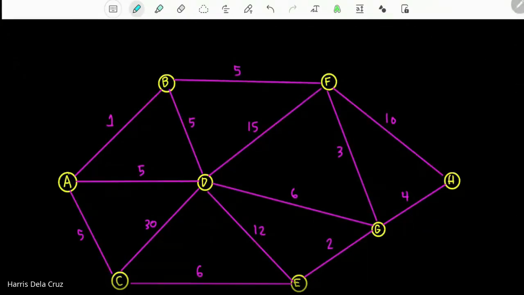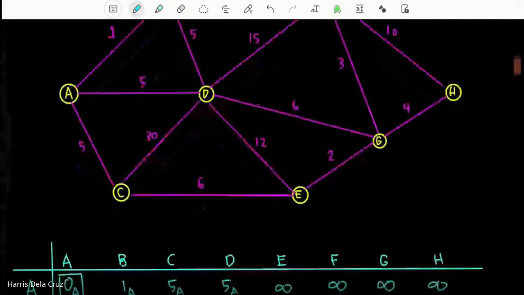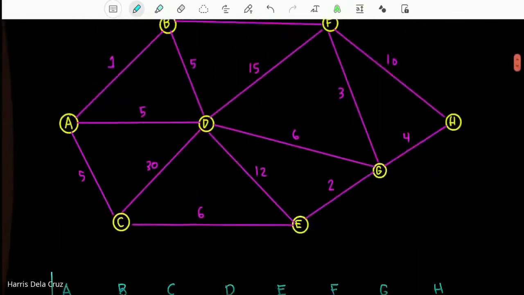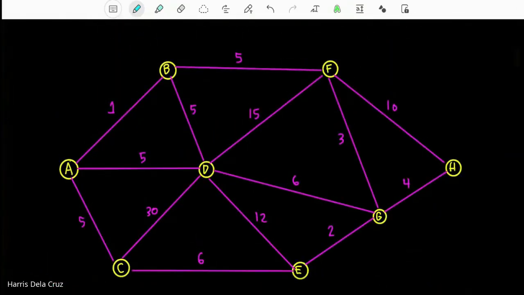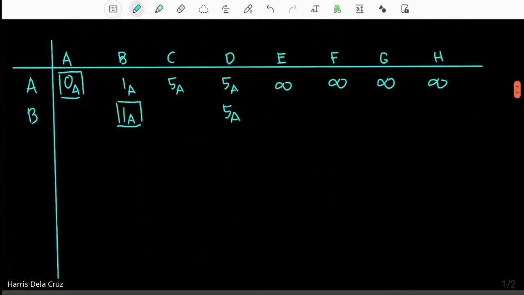So since this is a bigger temporary label, we will not use it and we will just retain the temporary label 5 for D. So we will keep this label 5A because the temporary label given by B is greater than that given by A. Now, similarly, we can reach F from B. So that becomes the label of B, 1, plus the cost of traversing the edge B to F, which is 5. So 1 plus 5 is 6. So we can give a temporary label now for F, which is 6.